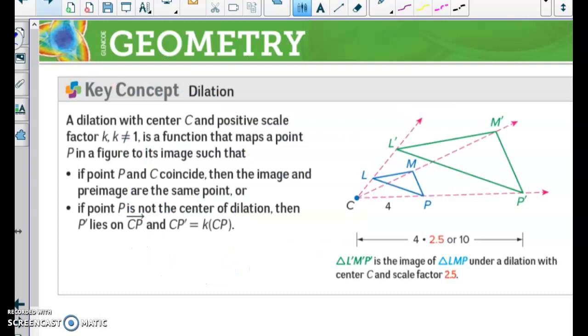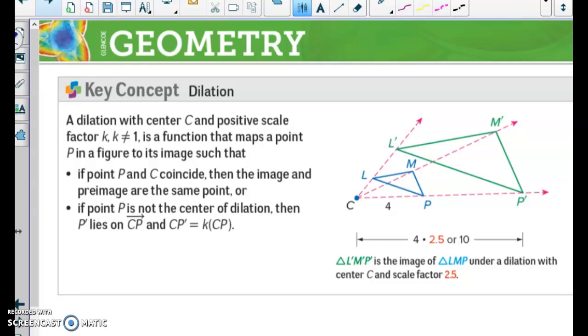Here's the key concept. The dilation about a center C and a positive scale factor k is a function that maps a point P in a figure onto its image such that if P and C coincide, the image and preimage are at the same point. But if P is not at the center of the dilation, then P prime lies on ray CP.